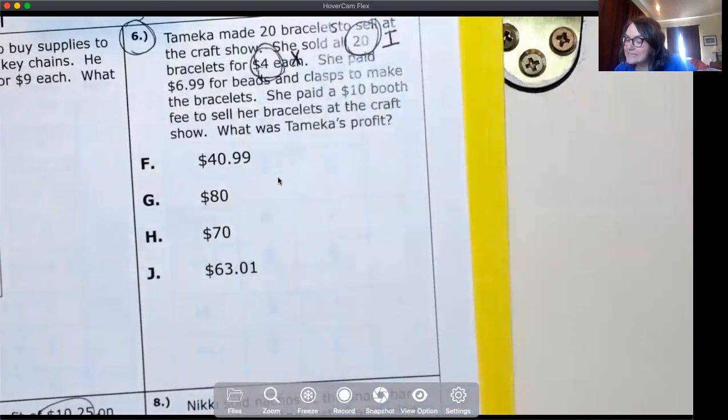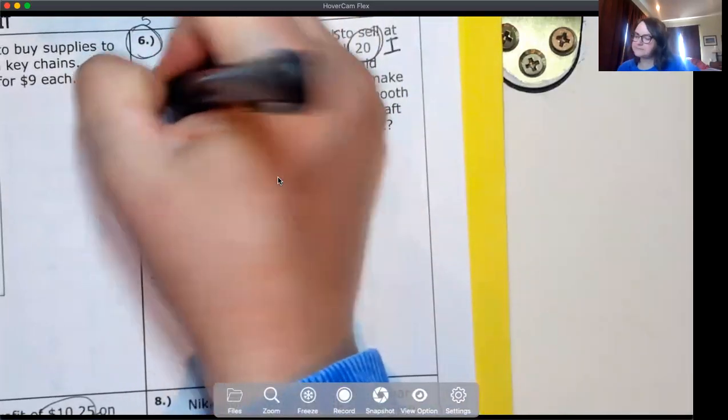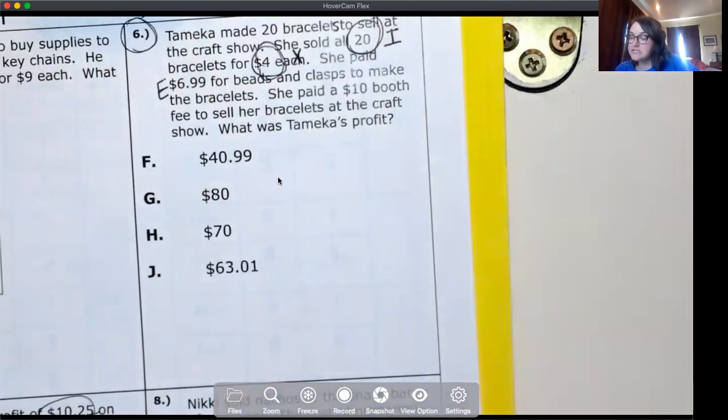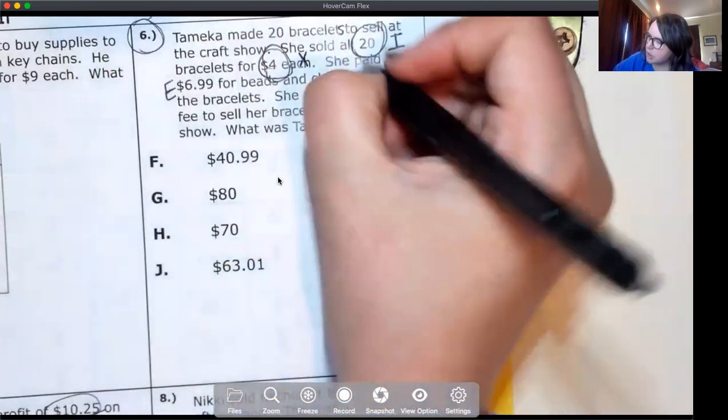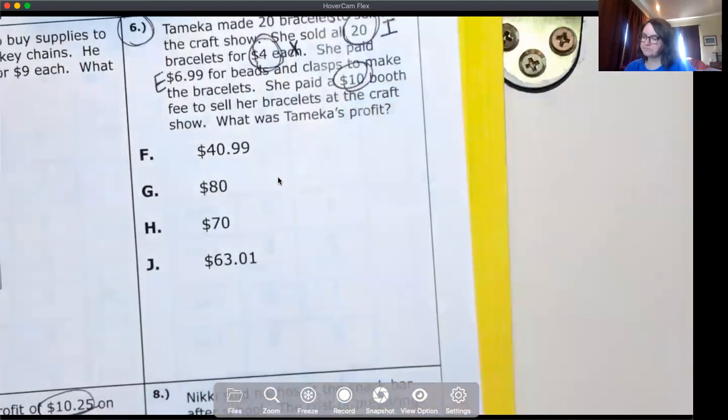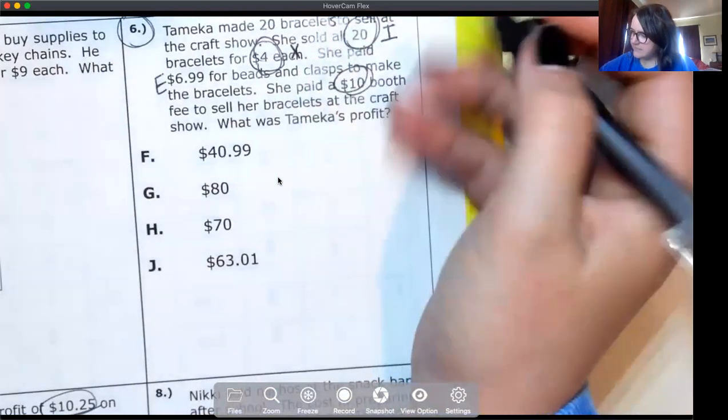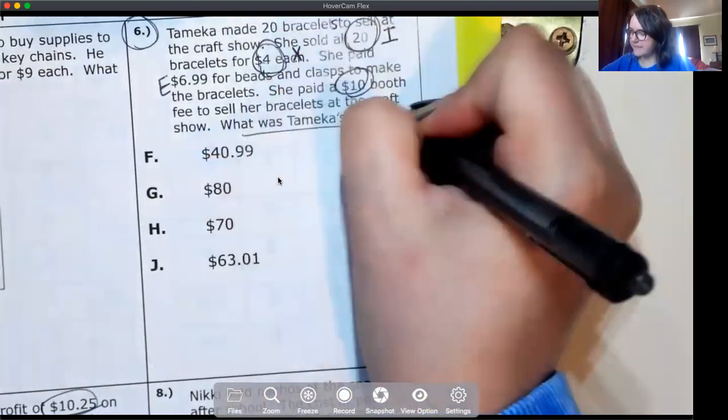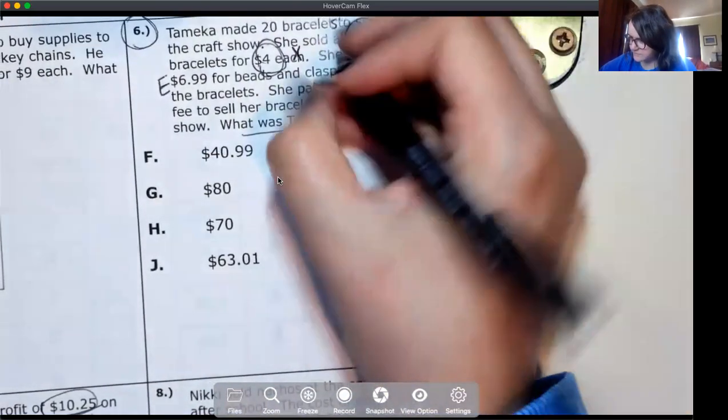She paid $6.99 for beads and clasps to make the bracelets. That would be her expenses. Plus, she paid a $10 booth fee to sell her bracelets at the craft store. Since it's a fee, it's also part of our expenses. What was Tamika's profit? Well, let's figure out our income first.